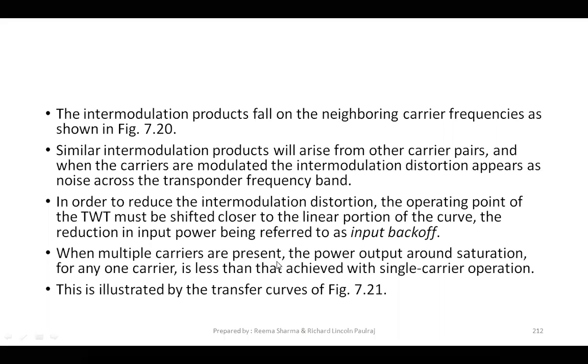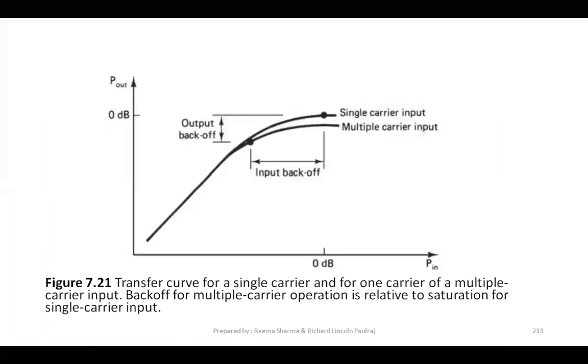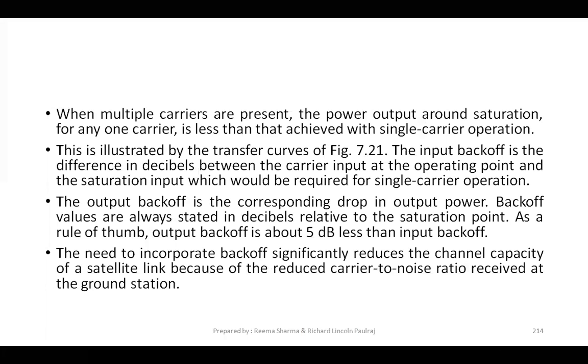When multiple carriers are present, the power output around saturation for any one carrier is less than that achieved with single carrier operation. So when there is more than one carrier, the output power for any one carrier is less than that achieved with a single carrier. So using a single carrier is always better than having multiple carriers, because you will have to deal with those graphs as well. This will be our last slide for today's session.